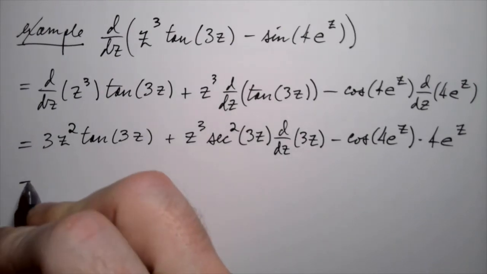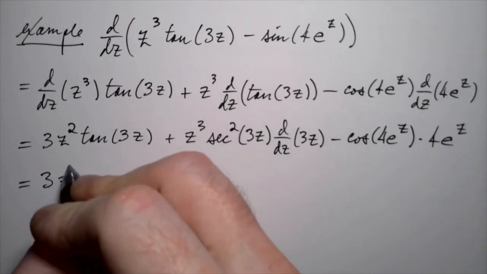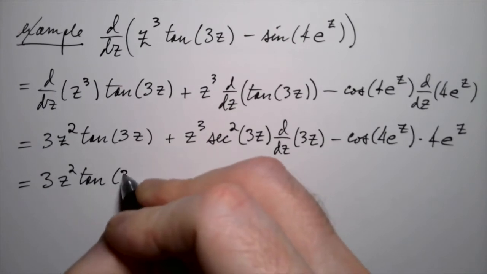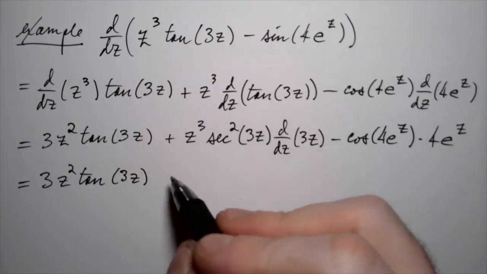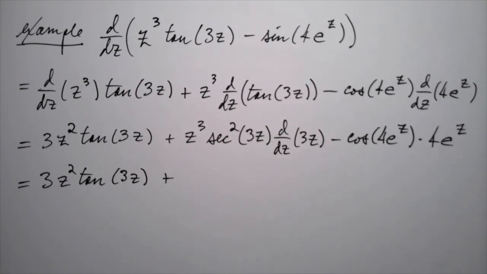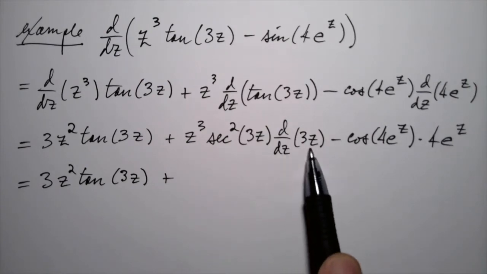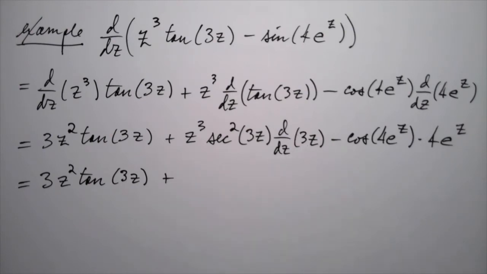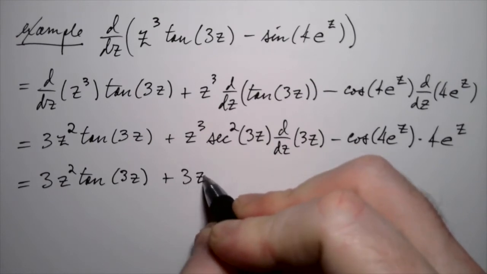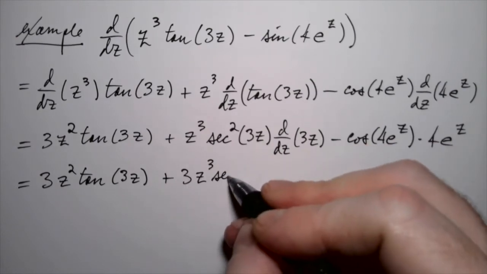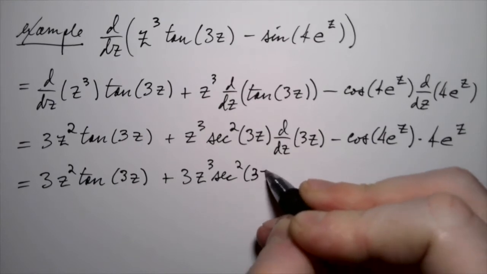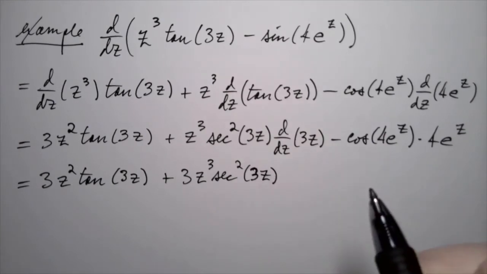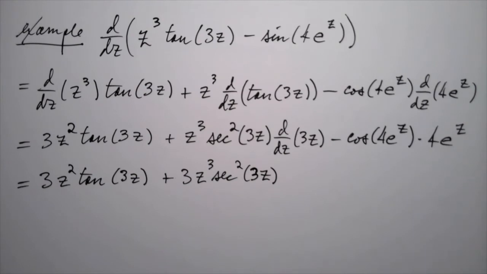Alrighty, we're almost done. We got 3z squared tangent of 3z. And now I'm going to look ahead and kind of plan this out. What's the derivative of 3z? That's just 3, right? That's a linear function. It's just that coefficient 3, the slope of that line. So I see that that derivative is 3. I'm just going to pull it out because I like to put constants, constant coefficients, scalars out front. So we get 3z cubed times secant squared 3z.